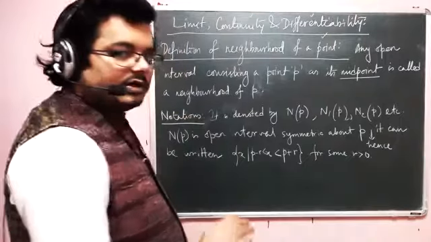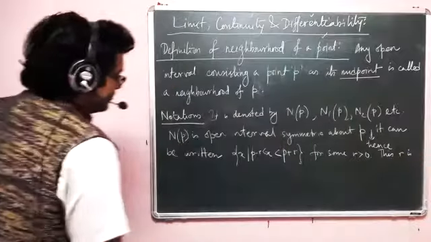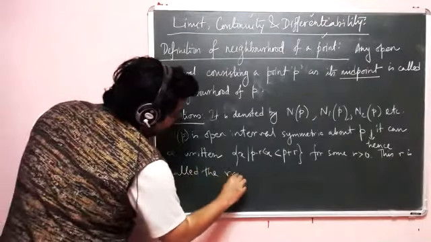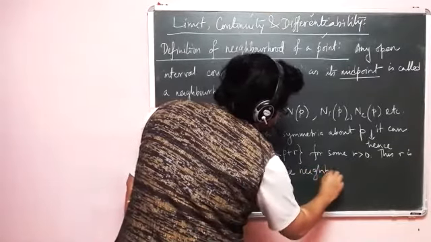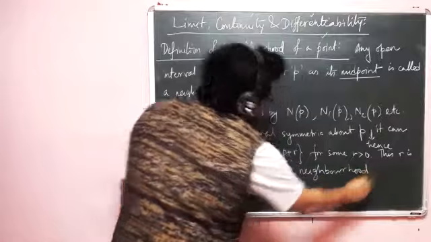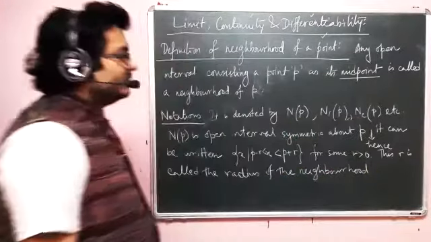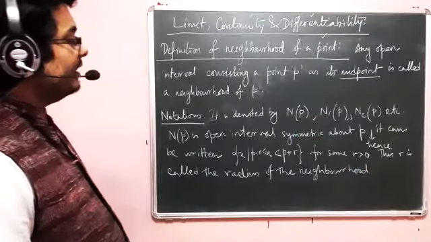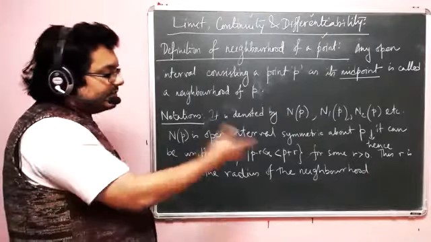So to keep up with the terminology, this R is called the radius of the neighborhood. So what does this tell us? This tells us that instead of considering N1P, N2P, we can actually consider a series of radii, and each radius will connect to a different interval. Okay, so that is another way of writing the same thing.